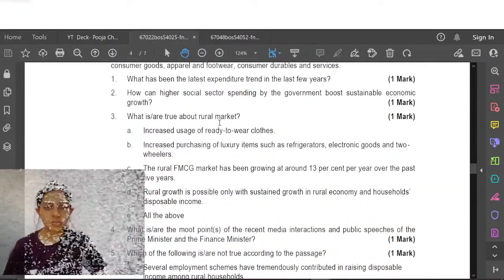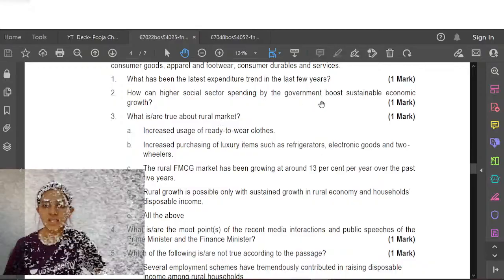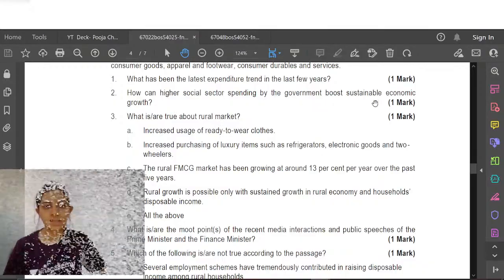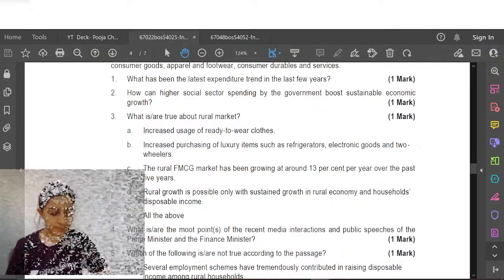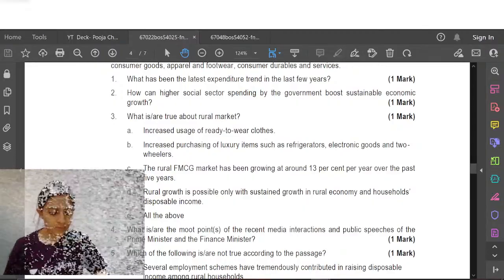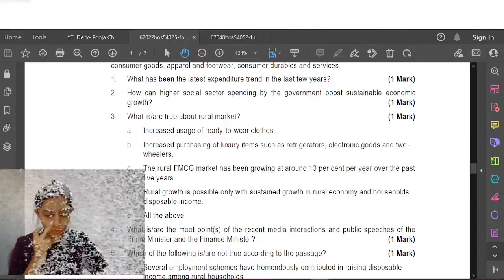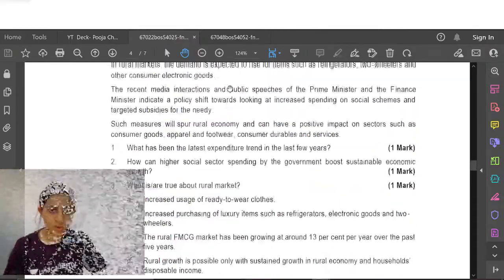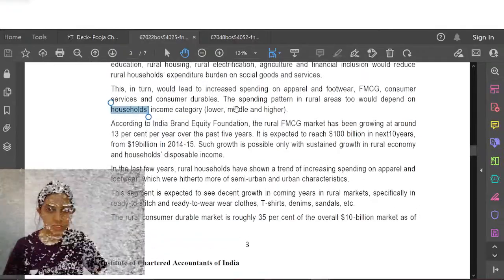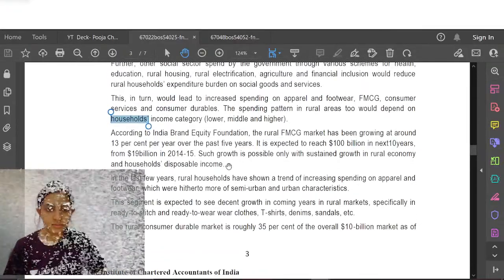How can higher social sector spending by the government boost sustainable economic growth? To boost sustainable economic growth, we need to do what? Let's see if we can find these words. Sustainable growth.